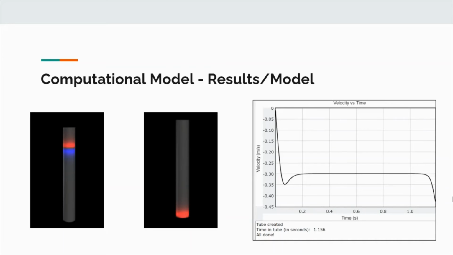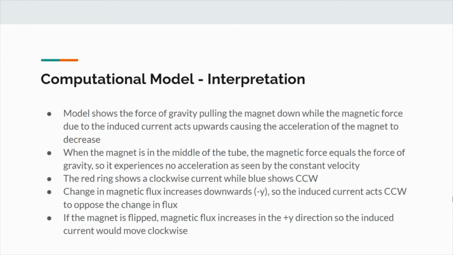And to the right, you can see the velocity versus time graph, where as the bar is initially entering the tube, the gravitational force is greater than the magnetic force, but once it reaches about the middle, the magnetic force equals the gravitational force, and then the velocity becomes constant because the net force becomes 0. And then it begins to drop off again once it leaves the tube. You can see the computational model came out to be 1.156 seconds as the total time that the magnet was in the tube.